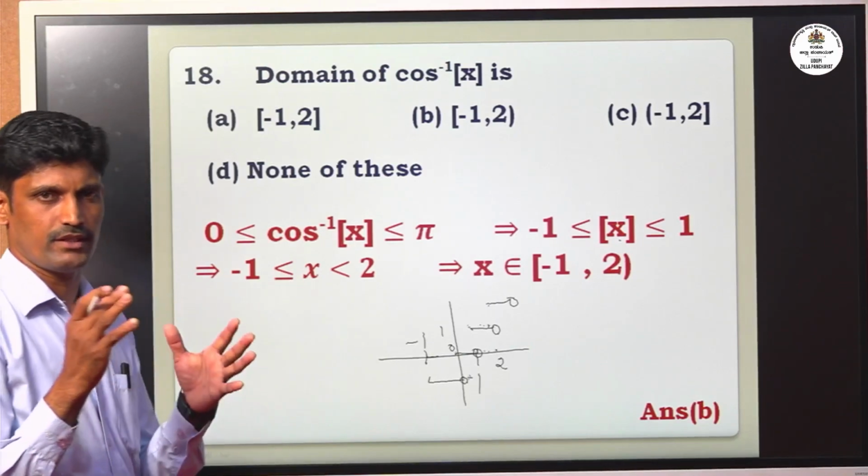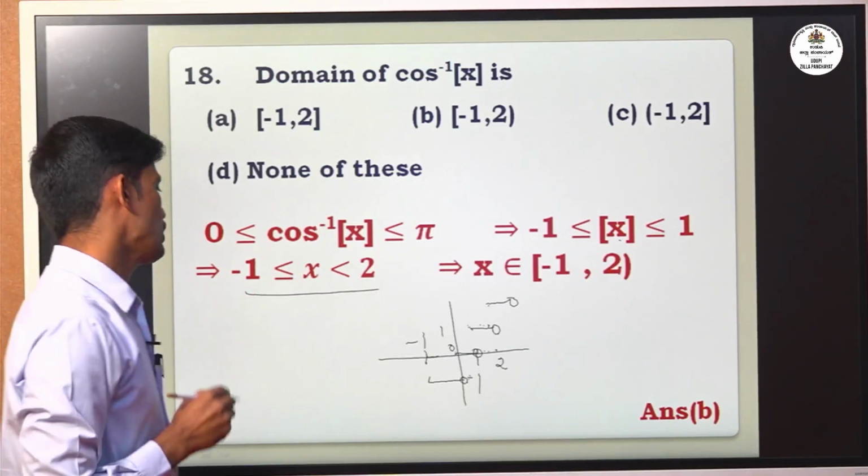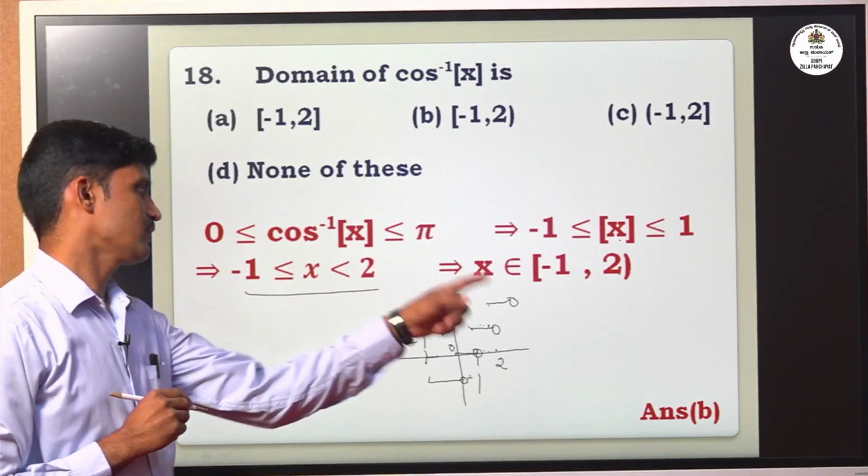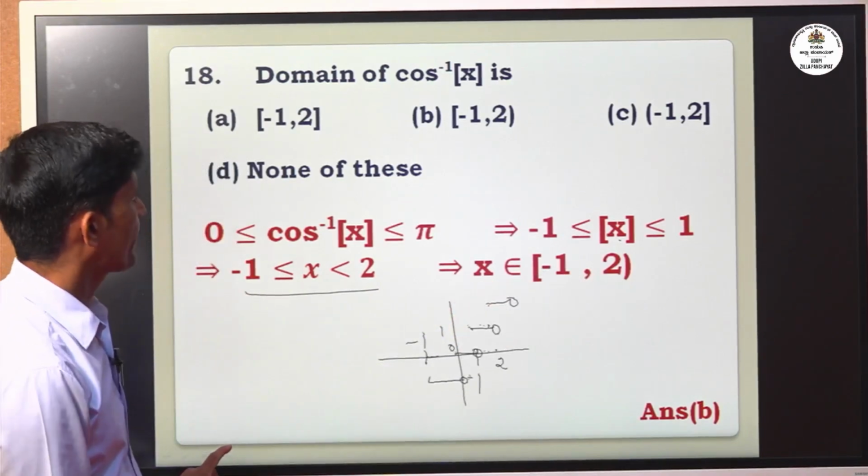If you remember the definition of greatest integer function properly, you will understand that x belongs to the interval -1 to 2, where 2 is not included, open interval. So answer B.